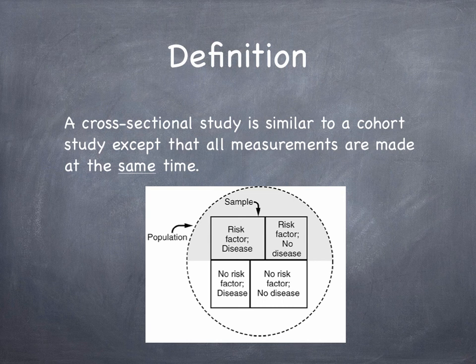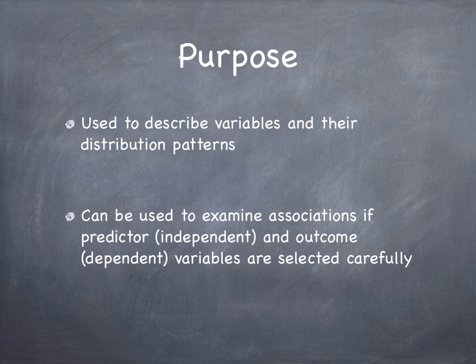This figure is from the Hulley book. It is similar to the figure we saw in the cohort seminar, except that only one point in time is depicted. A cross-sectional study can be used to describe variables and their distribution patterns. It can also be used to examine associations if predictor and outcome variables are selected carefully by the investigator ahead of time.